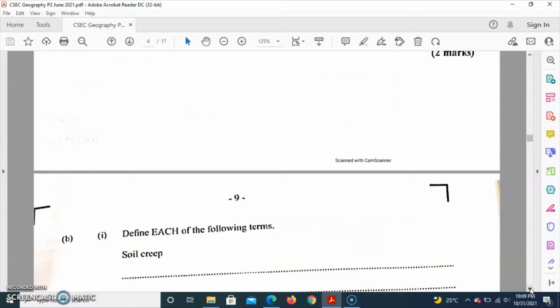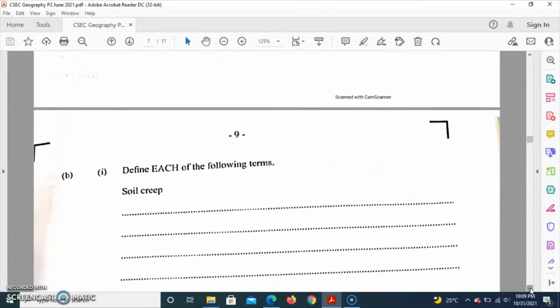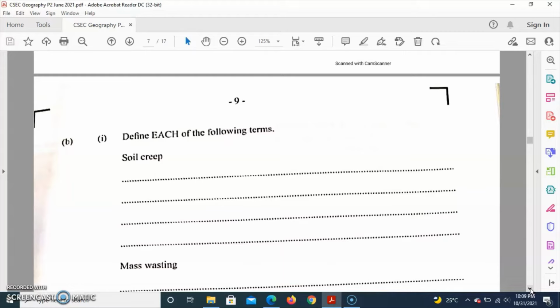Alright, let's move on to question B. Part 1 of part B, you're to define soil creep, and soil creep is the slow downward movement of weathered material on a slope, and it is usually influenced by gravity.